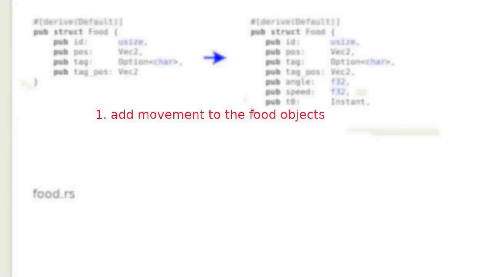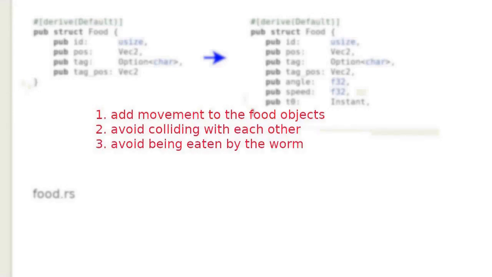In this video, I will add movement to the food objects to make the game more engaging. Furthermore, I will ensure that the food objects avoid colliding with each other. Additionally, I will create an escape response for the food objects from the worm. Lastly, I will program the letter-free food objects to chase after the worm and eat its last body part. I will refer to these food objects as monsters for simplicity.